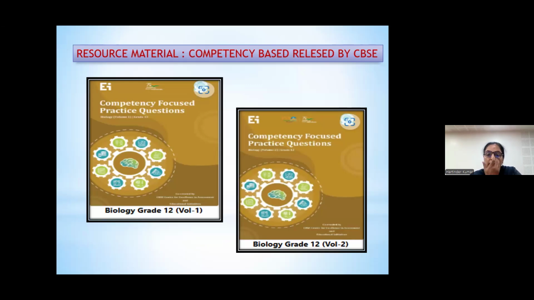These are wonderful resource materials based on competency-focused practice questions. These two have been released by CBSE. The volume 1 and volume 2 in biology, there are 2 volumes. Other books are also available for all the subjects. These are very much helpful for the students, and every question, chapter-wise, topic-wise, has been given along with the competency skills, along with the answer keys.